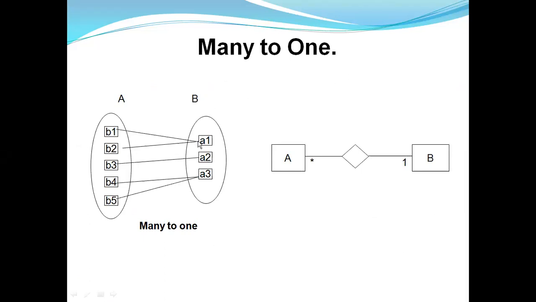B2, B1 are related with A1. A1 is related with B2 and B1. The star represents many. 1 represents 1. So simply we can say that 1 to many and many to 1 is always the same. Simple.